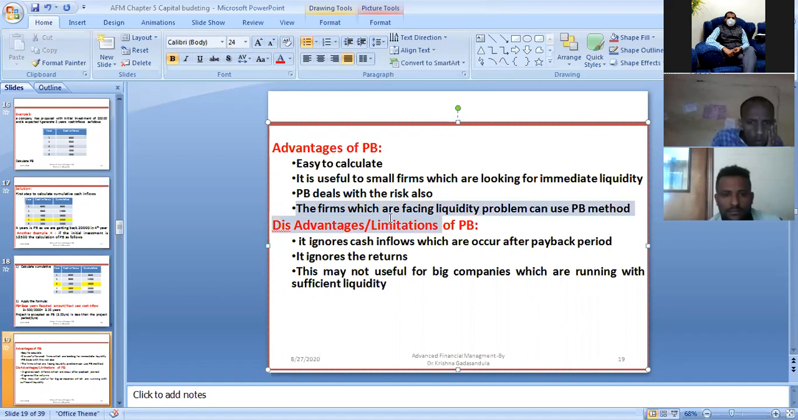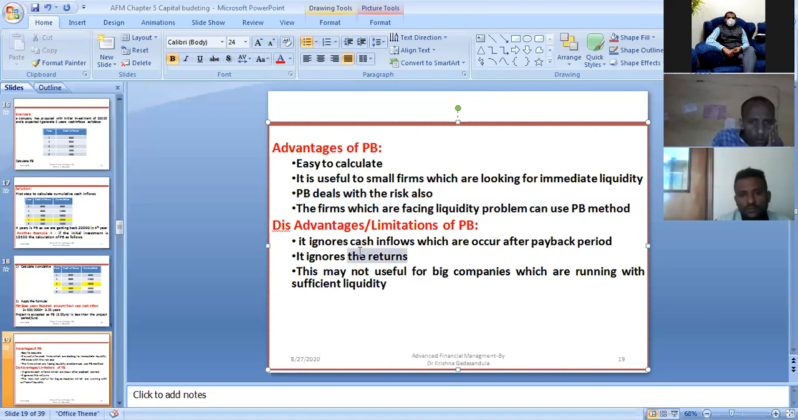And the firms which are facing a liquidity problem can use the payback period method. Payback period method can be used when the firms are facing liquidity problems. Liquidity means cash problem. Immediately they want cash back. When they want capital back, then how many years it takes to get back their liquidity or capital, so that they can use this payback period.